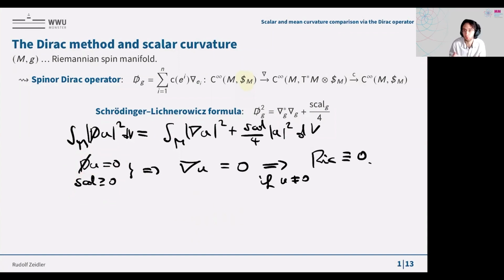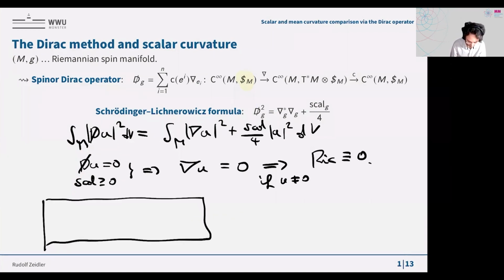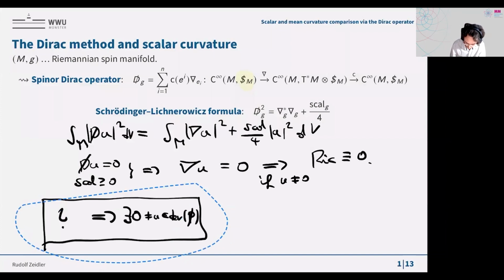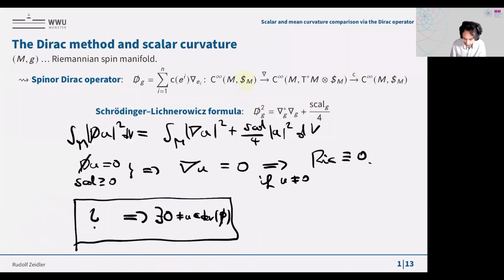And for this to work in practice, you need some source to generate non-trivial sections of the spinor bundle. So you need some sort of black box, say, which does something and produces for you a non-trivial element in the kernel of your operator. And if you have such a machine that does this for you, then by arguments of this kind, you get geometric consequences for the scalar curvature.